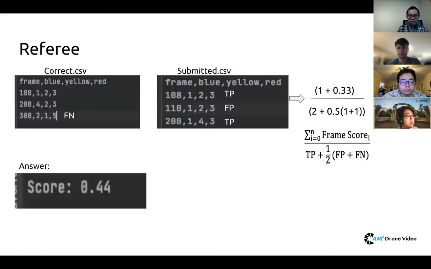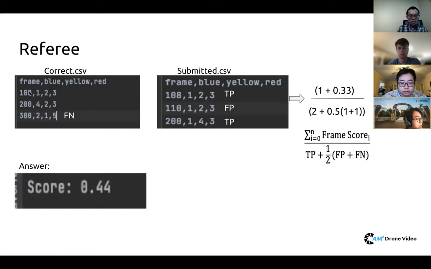I'll give you an example if there are no questions. For example, this is a correct.csv, so this is the correct file and correct answer. And this is a submitted.csv, which is the answer generated by your solution.